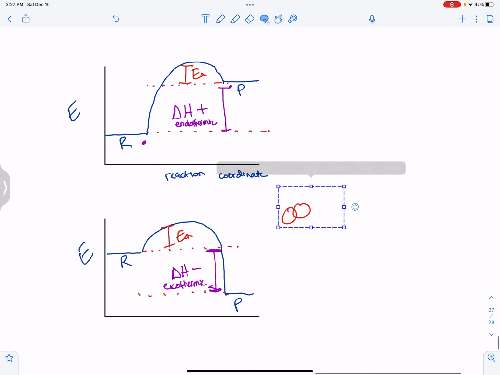That's the activation energy, that extra energy to get the reaction going, that extra oomph. And that's the reaction energy profile.